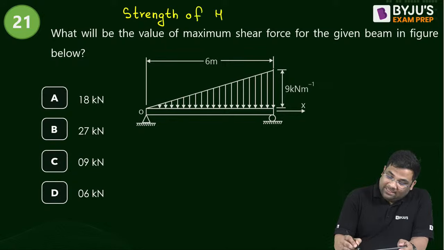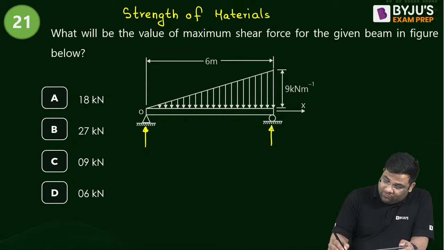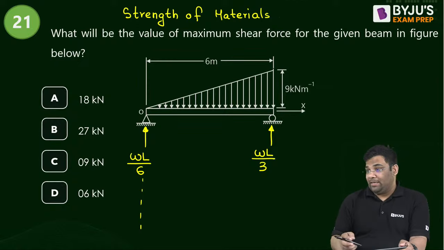What is the value of maximum shear stress, shear force? Now we should know the maximum shear force. We know the formula, right? Here the reaction is WL by 6. Here the reaction is what? WL by 3. So you see, all the standard cases you should be remembering.